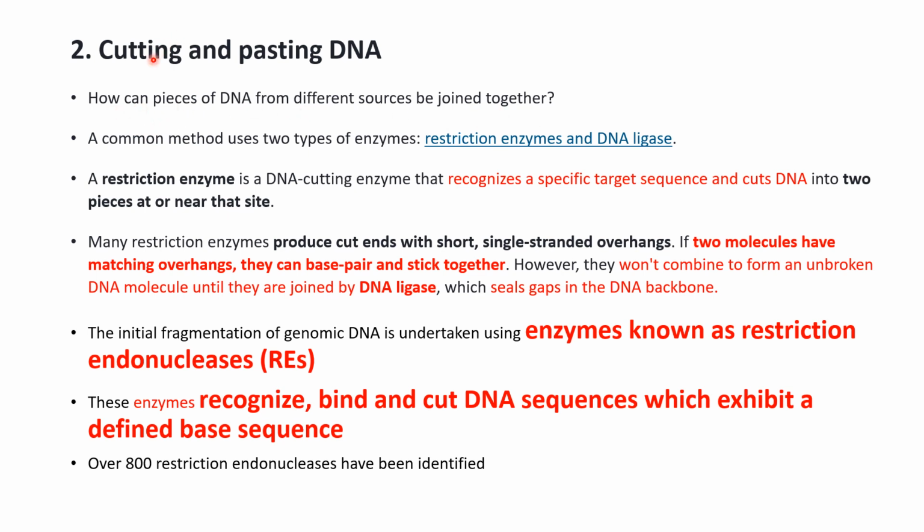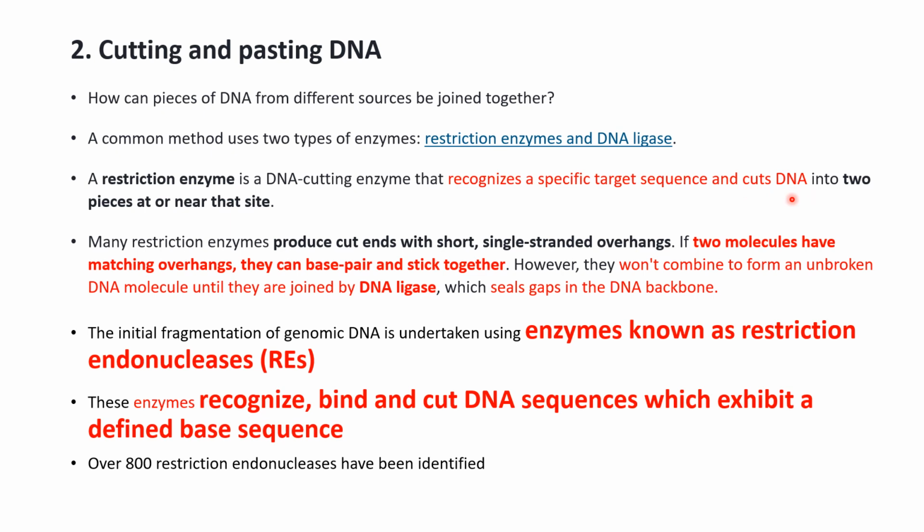So let's look into step number 2, which is the cutting and pasting of DNA. Now, how can pieces of DNA from different sources be joined? A common method uses 2 types of enzymes: restriction enzymes for cutting and DNA ligase for joining. A restriction enzyme is a DNA cutting enzyme that recognizes a specific target sequence and cuts DNA. For example, say this is a sequence that codes for human insulin. They have the ability to identify it and cut it.